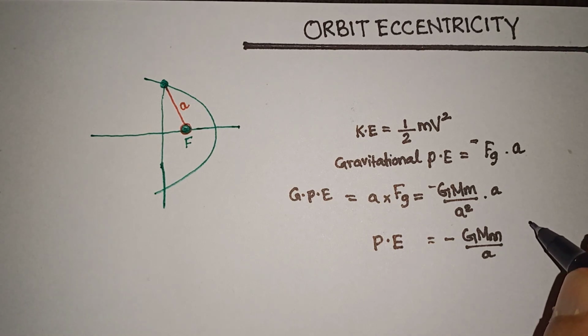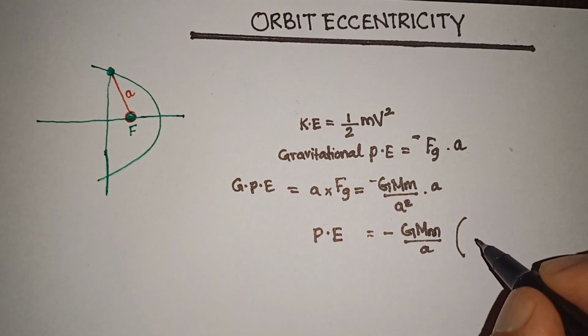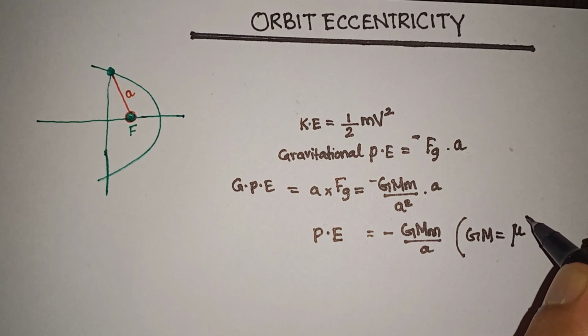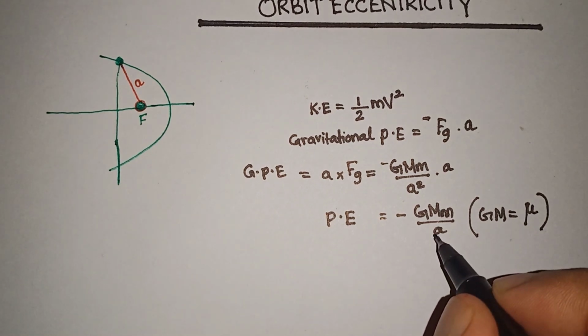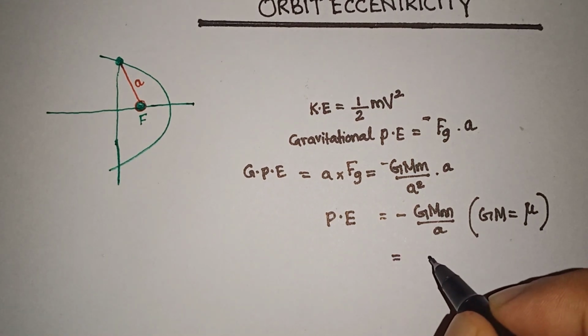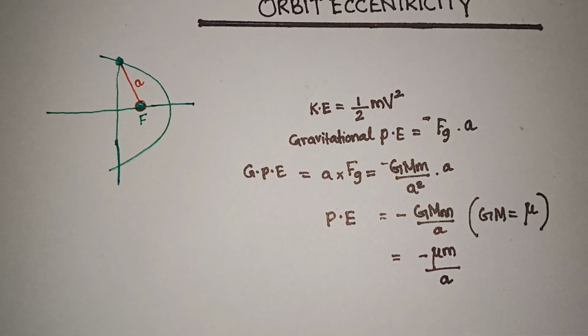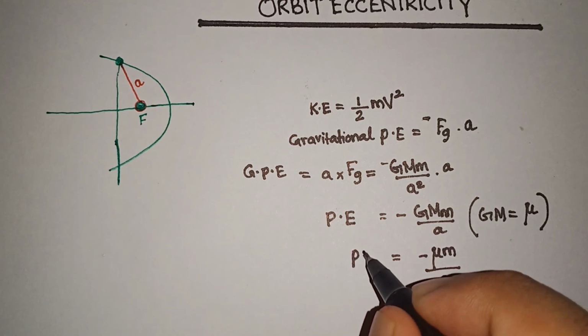Now we know GM, which we have already seen, is actually the gravitational parameter. You can substitute it over here, and this is going to be minus mu m divided by a. So that is your potential energy.